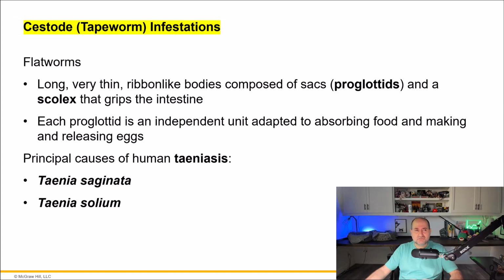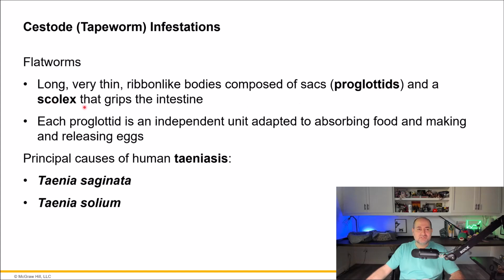Cestodes is another term for tapeworms, and everyone has heard of tapeworm infections. These worms are long. They're very thin, ribbon-like. That's how they got their name, tapeworms. They look like tape, like measuring tape or something. They've got ribbon-like bodies composed of sacs or segments called proglottids and a scolex head. The head is called the scolex, and the body segments are called proglottids.